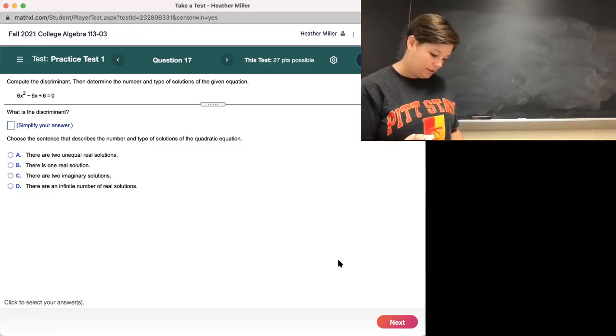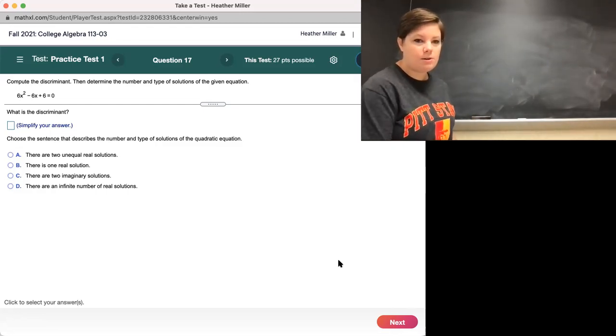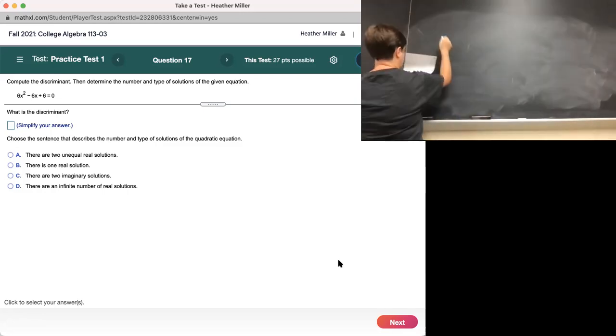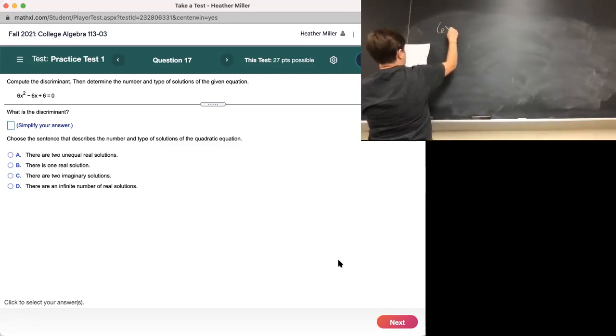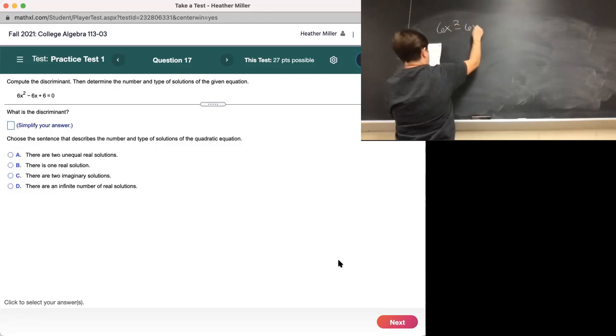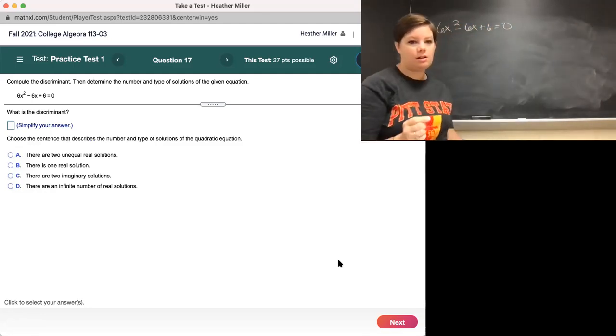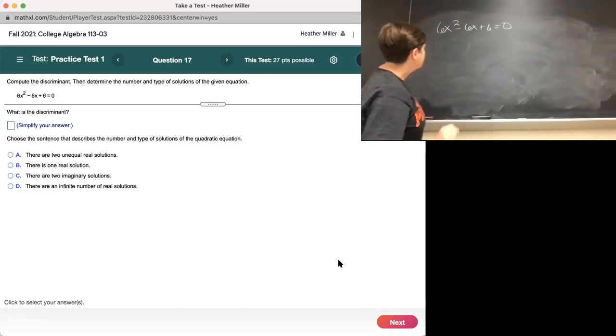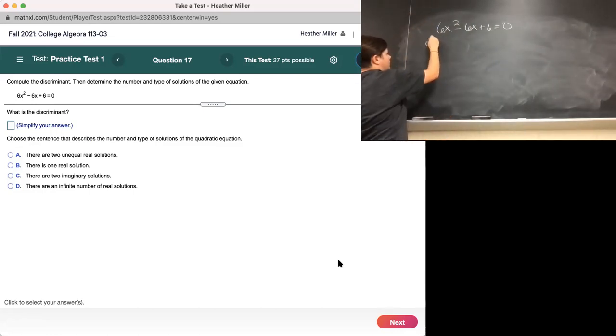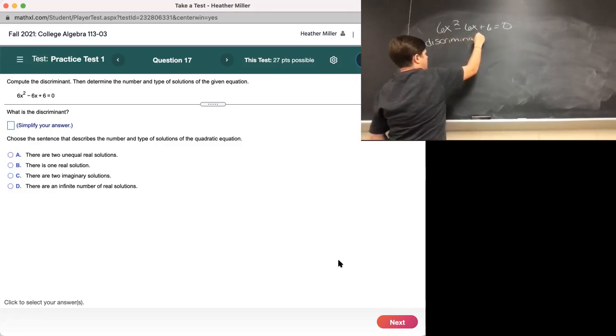Okay, next one, it says compute the discriminant. So we have 6x squared minus 6x plus 6 equals 0. Lots and lots and lots of sixes. So remember from 1.5, the discriminant tells us what's going on in our graph.